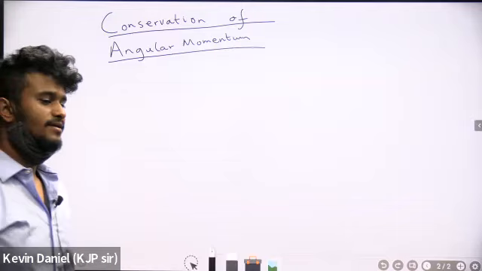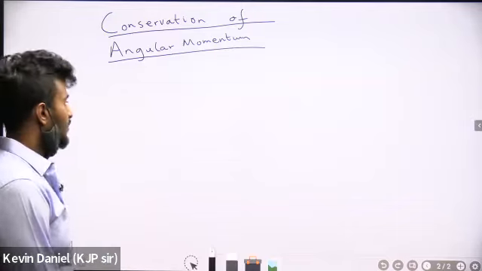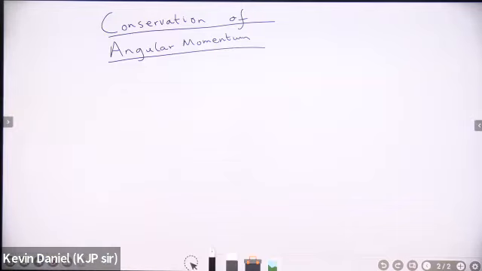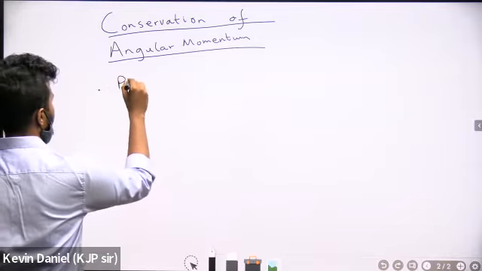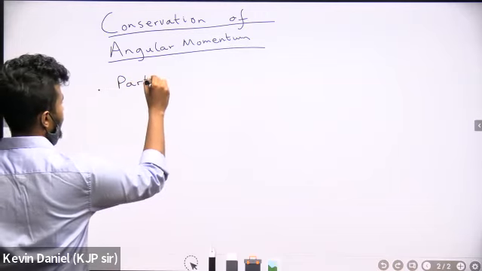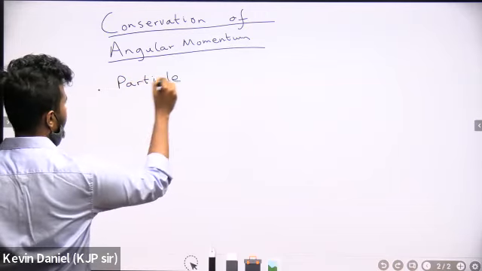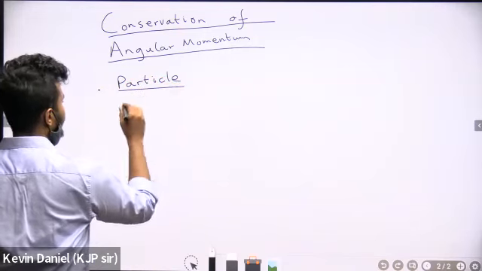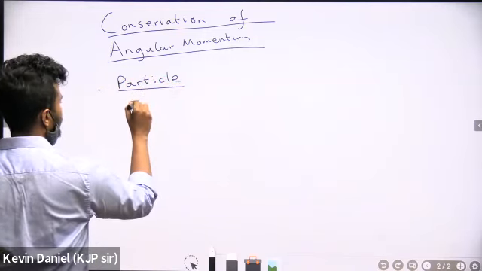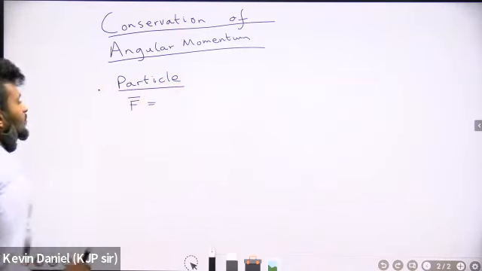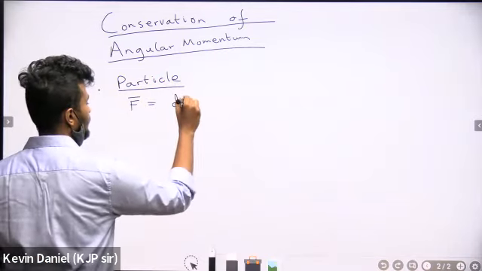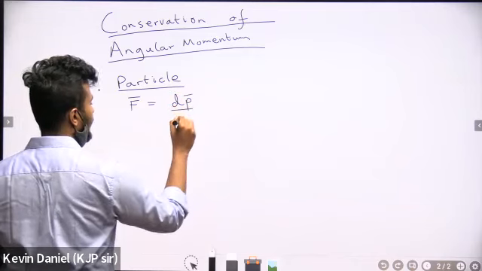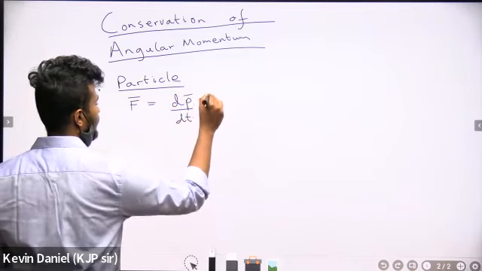Okay. So we're going to have a look at conservation of angular momentum. And we're going to start with this. Let's just derive this result. So let's start with a particle. For a particle you can see by Newton's second law that the resultant force acting on the particle is the rate of change of that particle's linear momentum, right?